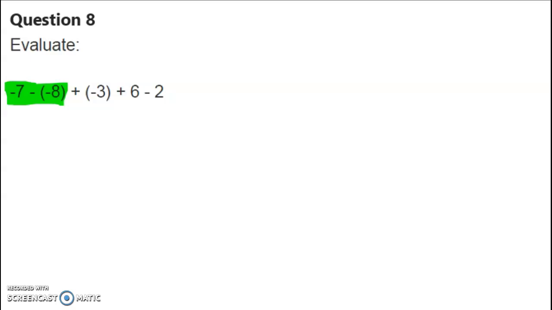So we have negative 7, keep. We're going to change this to a plus sign and change that to a positive 8. So now we have negative 7 plus positive 8. The difference between the two is 1. And 8 is stronger or has the higher absolute value, so it's going to keep it positive. Now, I want you to bring down everything else. Just copy it just as is. Again, you're just taking this one tiny little step at a time.